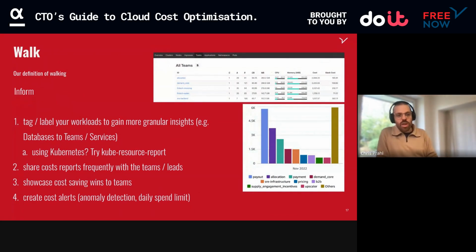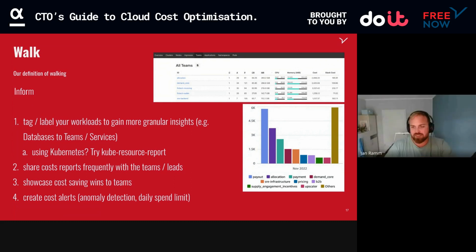And lastly, create alerts. This is something most native GCP and AWS tooling can do. It can create alerts on certain spend, anomaly detection, daily spend limits, etc., so that you're in the know when something goes out of bounds. Like the example with the 10K a month extra large instance type accidentally spun up. You want to be aware before the bill goes to finance. So this is a walk-stage item. That's also obviously something that happened to me. This is where the question came from.